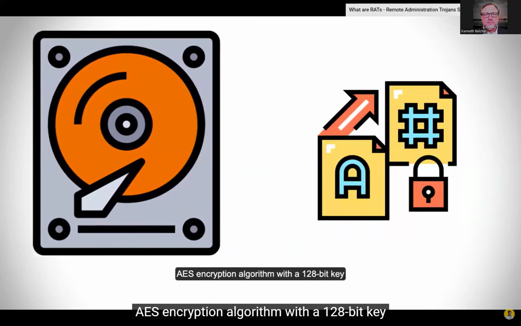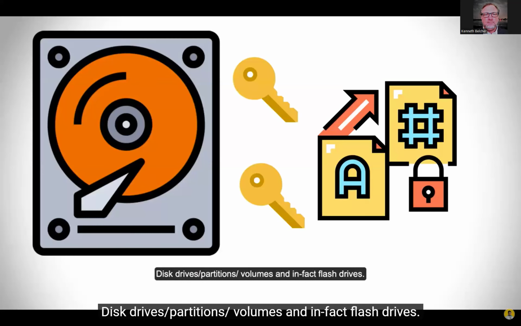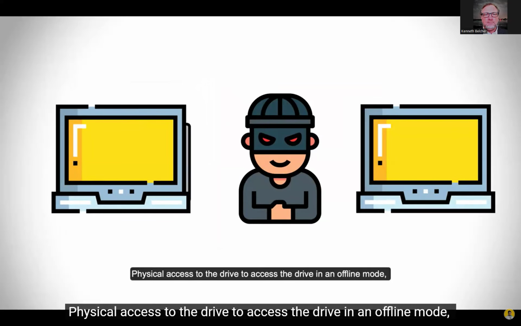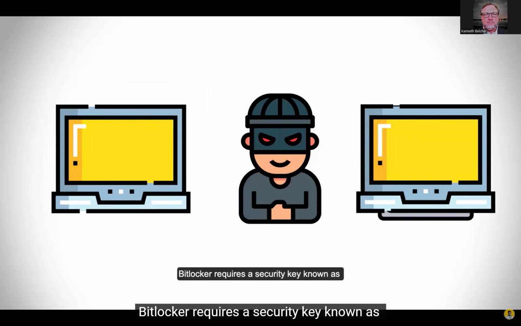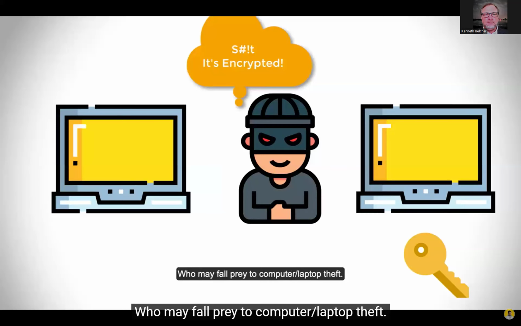BitLocker uses an AES encryption algorithm with 128-bit keys and even 256-bit keys to encrypt disk drives, partitions, volumes, and in fact flash drives. It protects the data when a hard drive is stolen and is being used on another computer, or when someone has physical access to the drive. To access the drive in an offline mode, BitLocker requires a security key known as the recovery key. BitLocker is generally aimed towards individual users who may fall prey to computer or laptop theft.